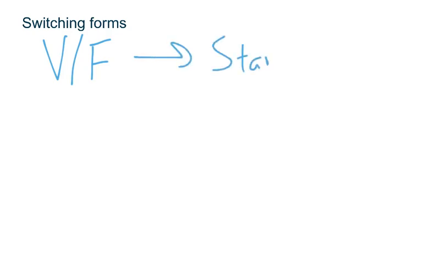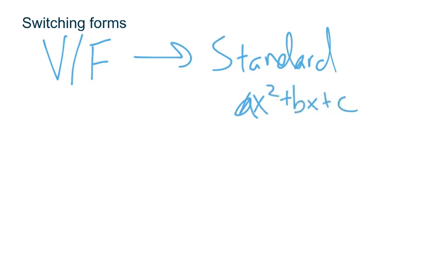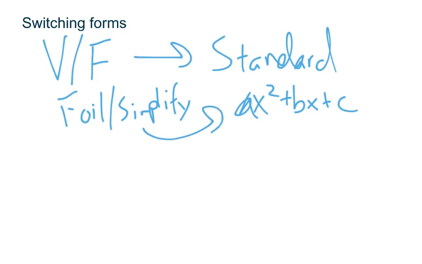And so let's talk about, why are we learning this? What's the point of this? How does this help us in the grand scheme of things? Well, it all has to do with switching forms. If we're starting in vertex form or factored form, and we want to go to standard form, which is ax squared plus bx plus c, all we have to do is FOIL and simplify, combine like terms, all that stuff. And that gives us standard form.